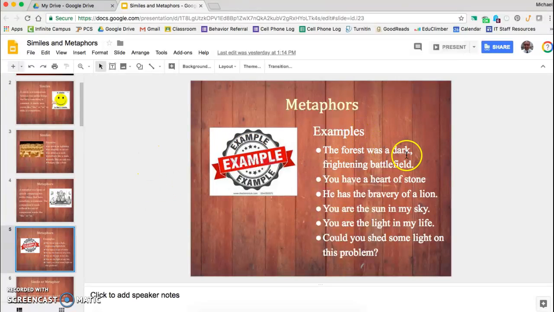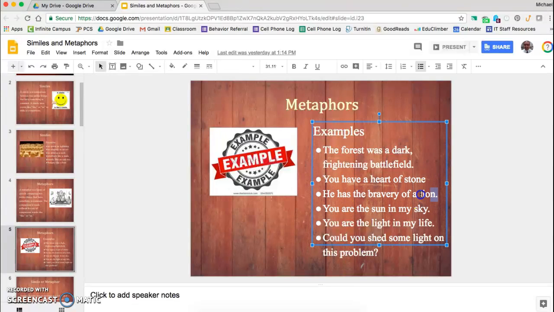Okay. So this shows you some examples of metaphors. So the forest was a dark, frightening battlefield. It's not saying it was like it. It's saying that it actually was a dark, frightening battlefield. Okay. You have a heart of stone. Okay. So again, it's not saying that your heart is like stone. It's saying that you have a heart of stone. So it's not using like or as to make that comparison.